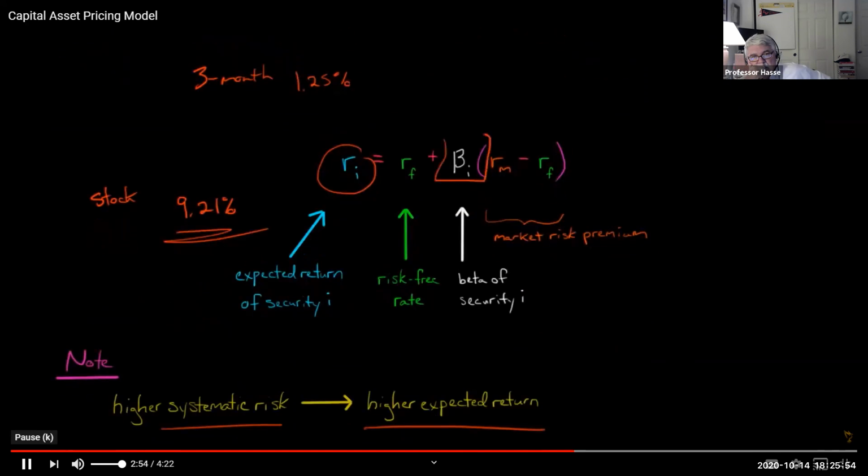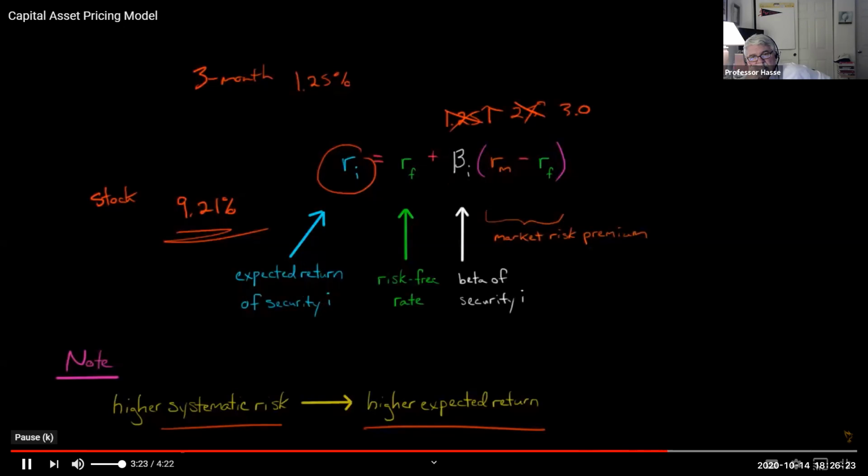So here's our measure of systematic risk, that's beta. Let's say that beta was 1.25, and then we were to increase it, where instead of it being 1.25, it's 2.5, or let's say 3.0. The higher we make this beta, the higher the expected return of the security is going to be. And if you think about it, that makes sense.